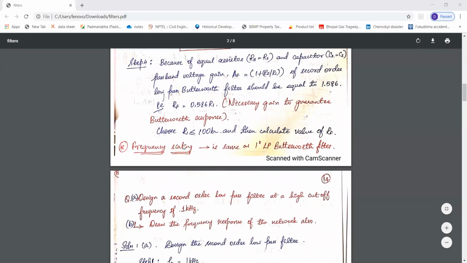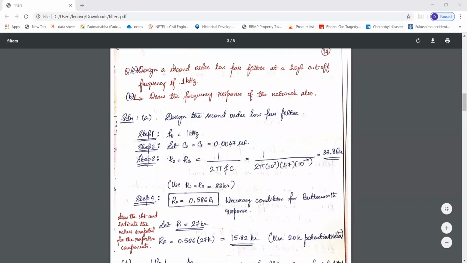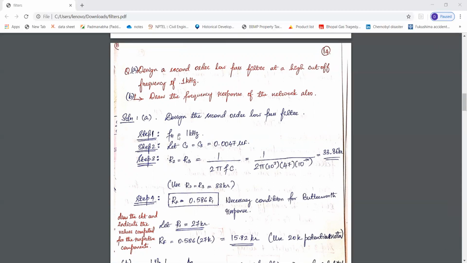Based on this you might get some problems to solve, and here we have a problem to solve. Design a second order low pass filter at a high cutoff frequency of 1 kilohertz. Draw the frequency response of the network also. So this is the first part, and drawing the frequency response is the second part. So how are we going to solve it? First let us solve part A of the question, that is the designing part. What is step 1? We are going to assign a value for FH.